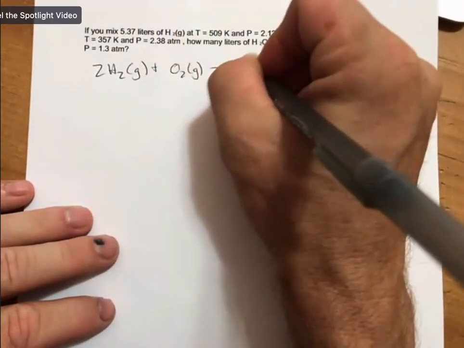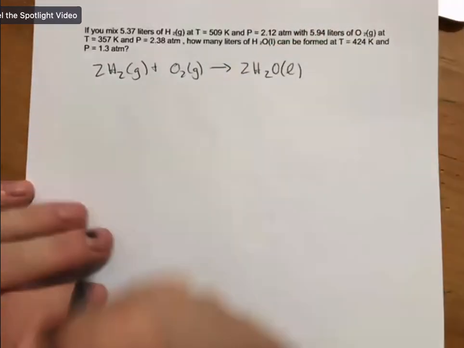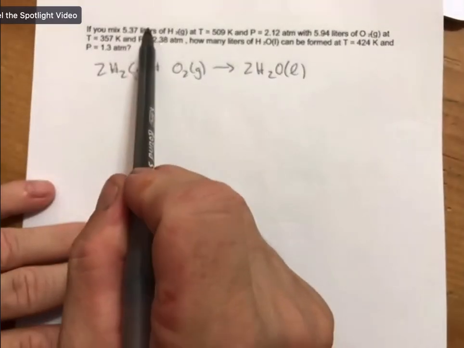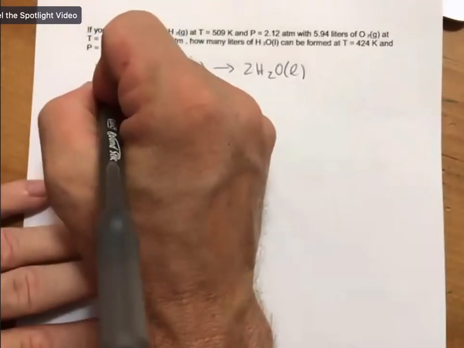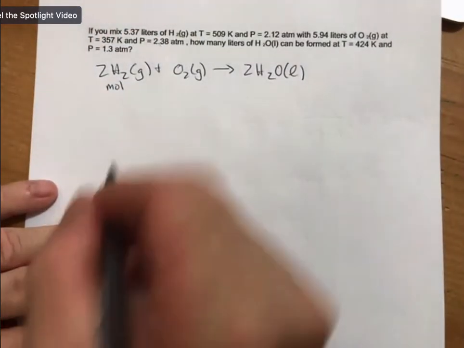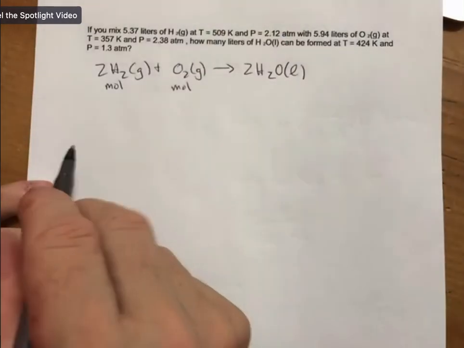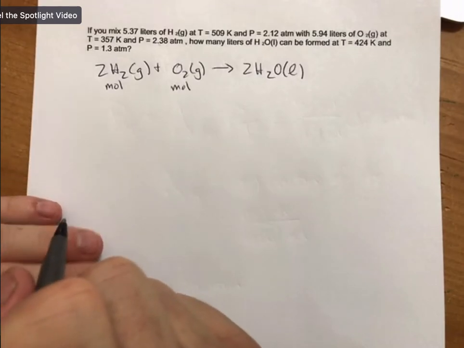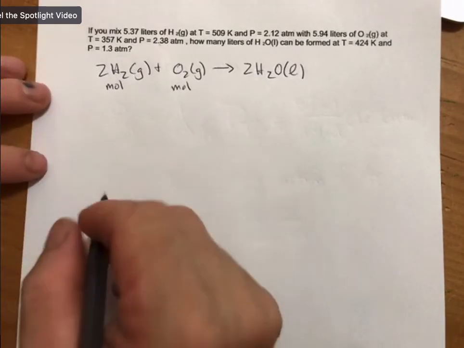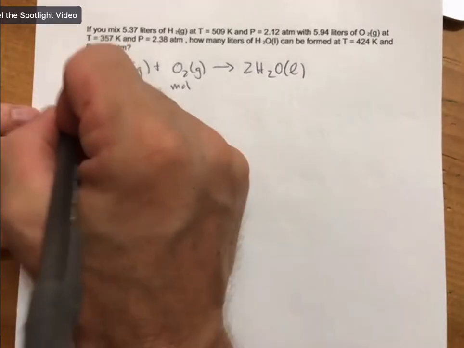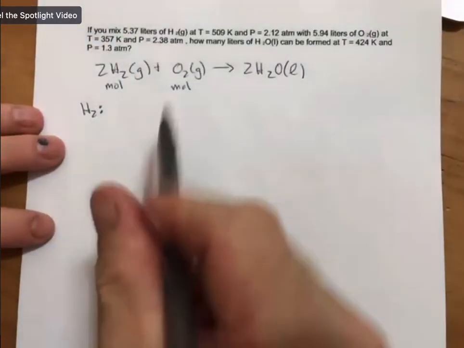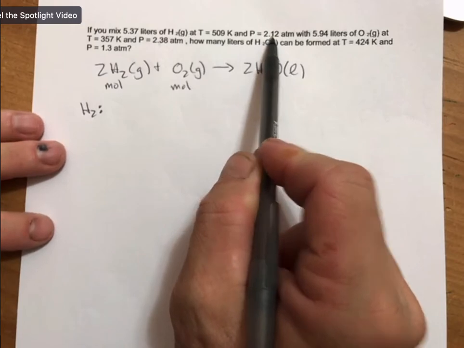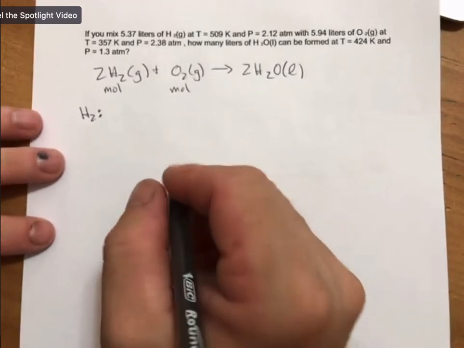And I wanted to check that, because this is a stoichiometry problem, meaning it's a problem in which we will find the moles of H2 using the ideal gas law. We'll find the moles of O2, and then it becomes a limiting reactant problem to find out how many moles and then how many liters of H2O liquid we can make. So we'll start with hydrogen, and for hydrogen we have a volume, a temperature, and a pressure, and they're all nicely in the correct units for the ideal gas law.